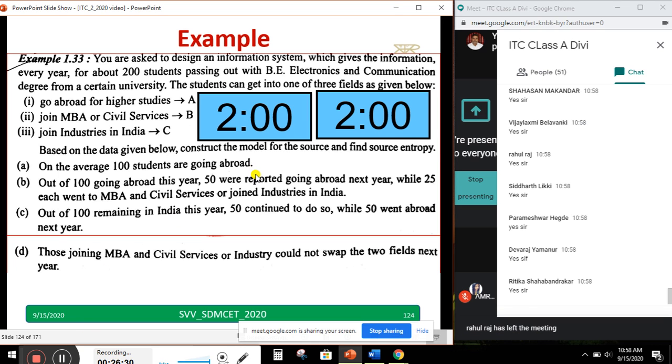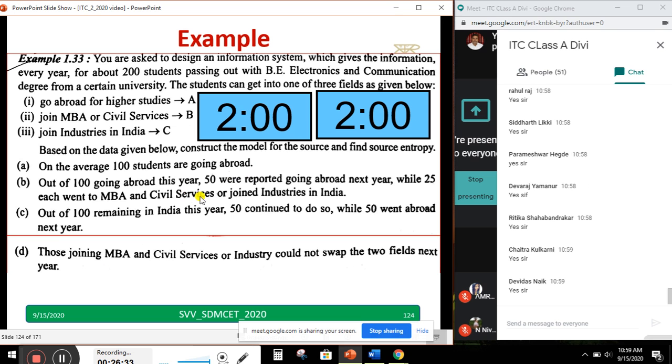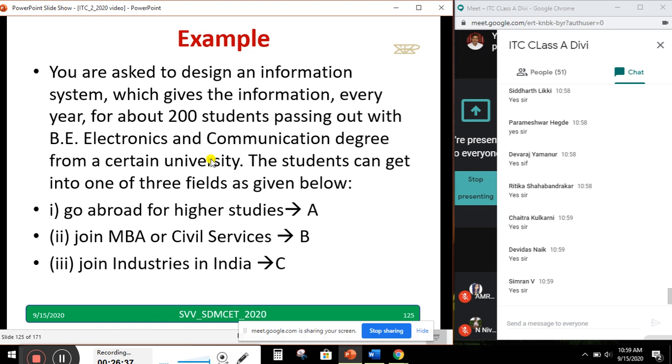So what you can do, we'll go to this. So read it twice. You were asked to design. We will finish this, then we'll go back to that problem if time permits. First we will finish this chapter. Then we'll go back to that problem statement if time permits.